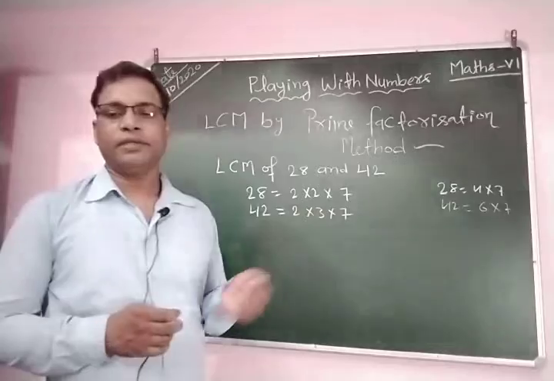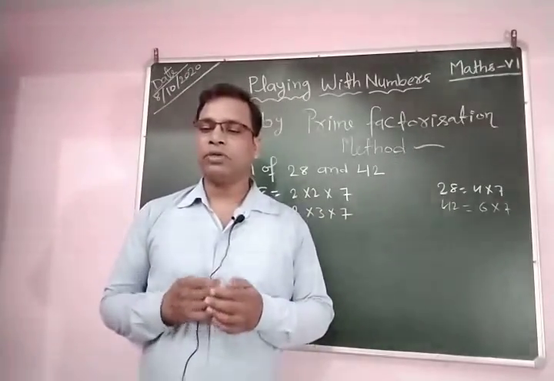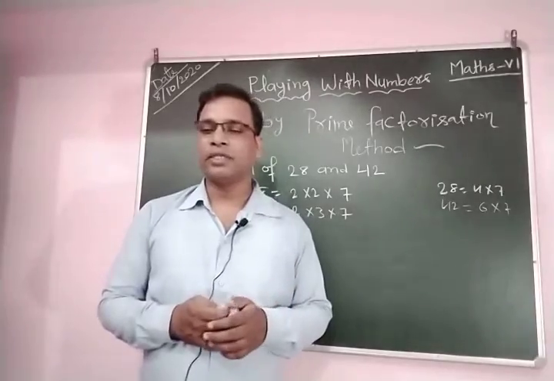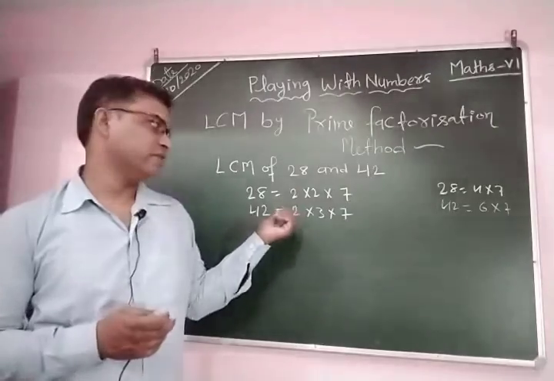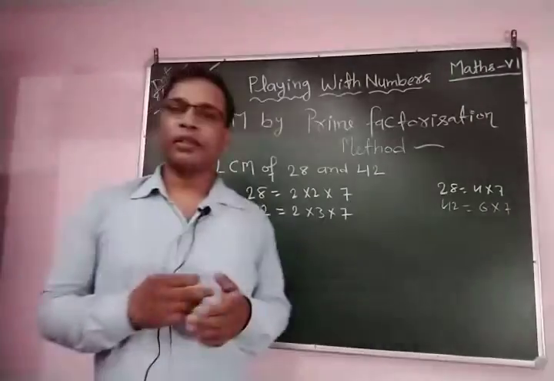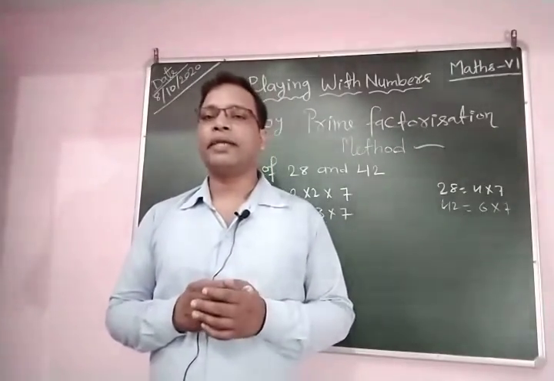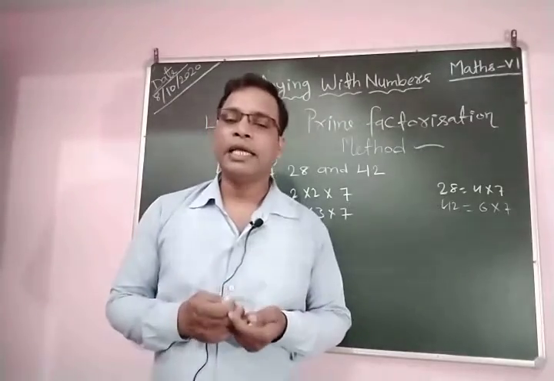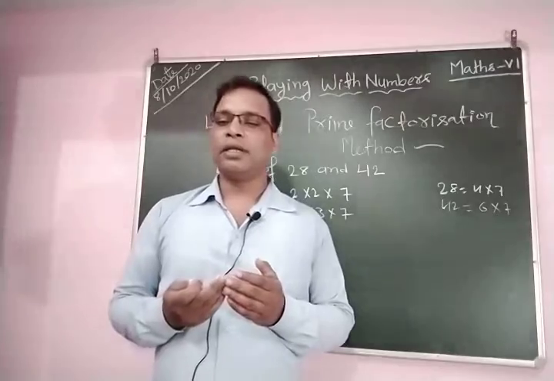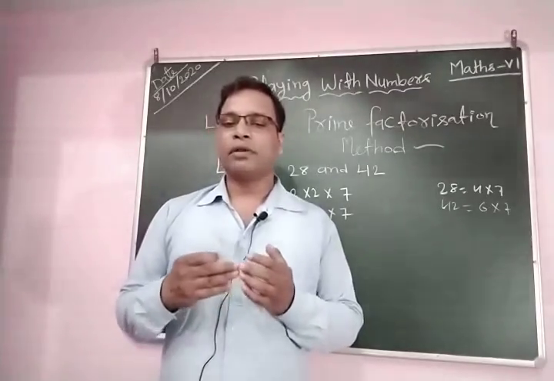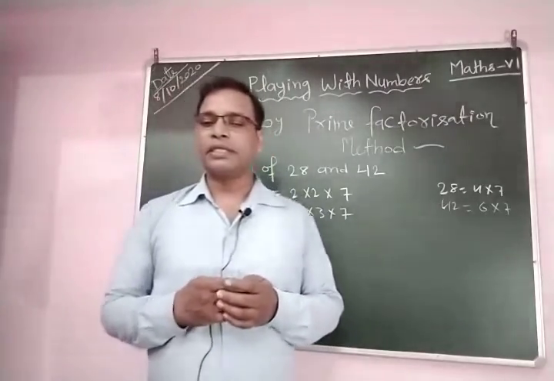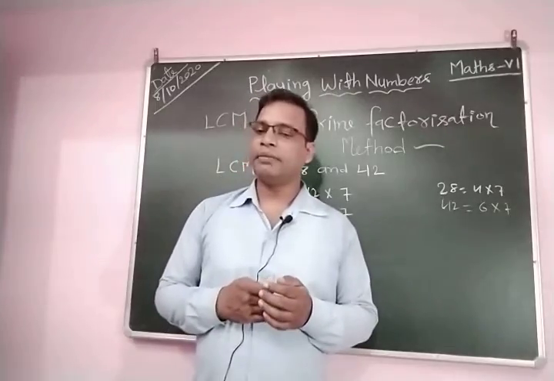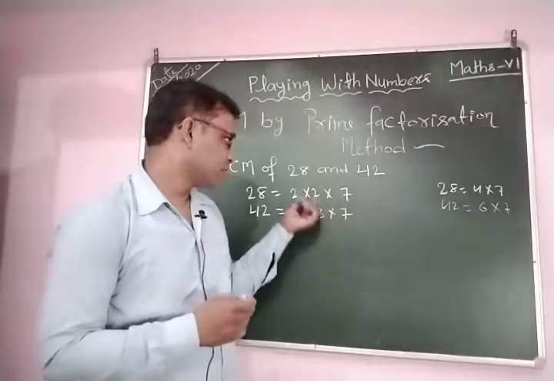Now you can observe that 2 occurs as a prime factor a maximum of 2 times. 3 occurs 1 time, and 7 occurs 1 time. In this method we write the prime factorization of each number, and the LCM is the product of all the different prime factors of the given numbers, using each prime factor the greatest number of times it appears in the prime factorization of any of the given numbers. So here 2 appears 2 times.